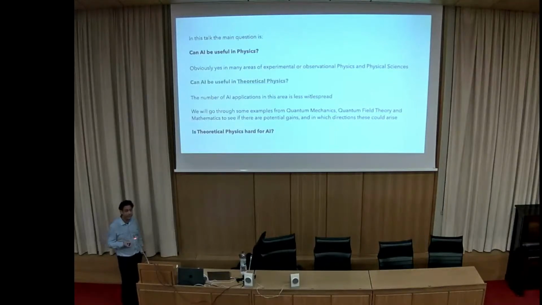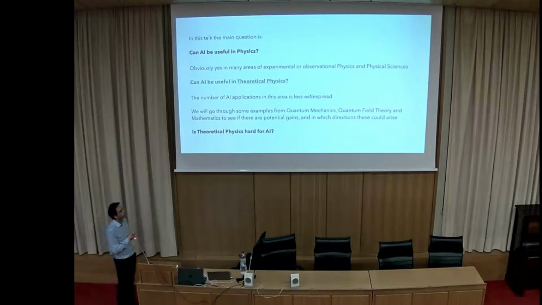Experimental high energy physics is, of course, a great example. People from chemistry, materials, biology, medicine, basically wherever you have to deal with big data and you have to find patterns, AI has been a great tool. But can AI be useful in theoretical physics? It's not so obvious. In fact, none of our talks, for example, used any of these methods, right? And most of the tools we're using are not really very good for the kinds of problems that we want to solve. So the number of AI applications in this area is less widespread. That's obvious if you compare with other areas.